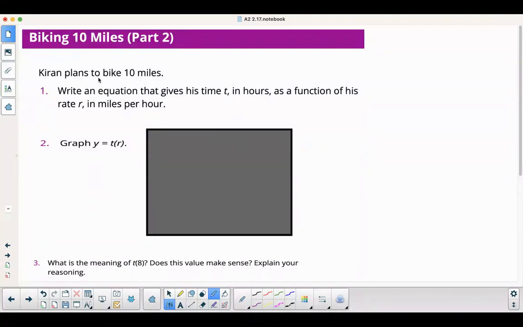All right, Kieran plans to bike 10 miles. Write an equation that gives his time t in hours as a function of his rate r in miles per hour. So we want t of r. Okay, so remember, distance equals rate times time. That's where we're starting with. We know our distance is 10. So we want to divide by r.